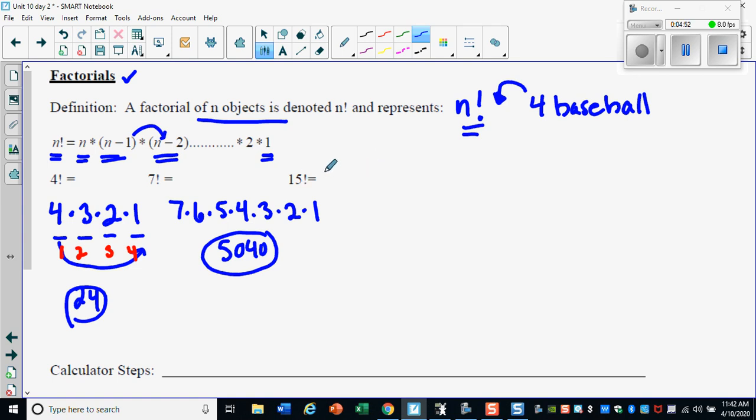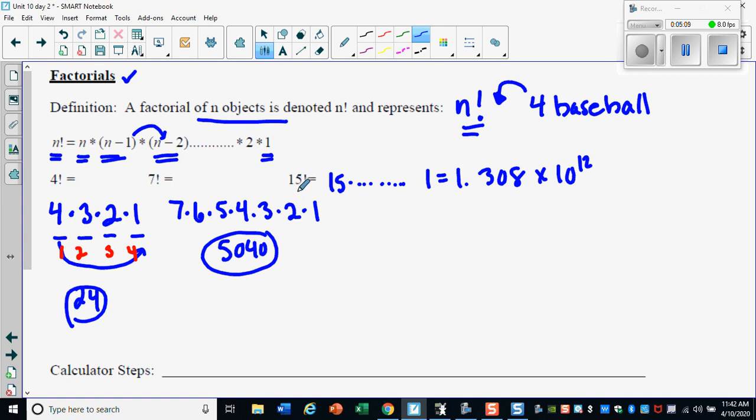Okay, so you should have taken 15, multiplied the largest number all the way down to 1, and you should have gotten an answer of 1.308 times 10 to the 12th. Okay, so on your graphing calculator, I'm going to show you what that looks like.